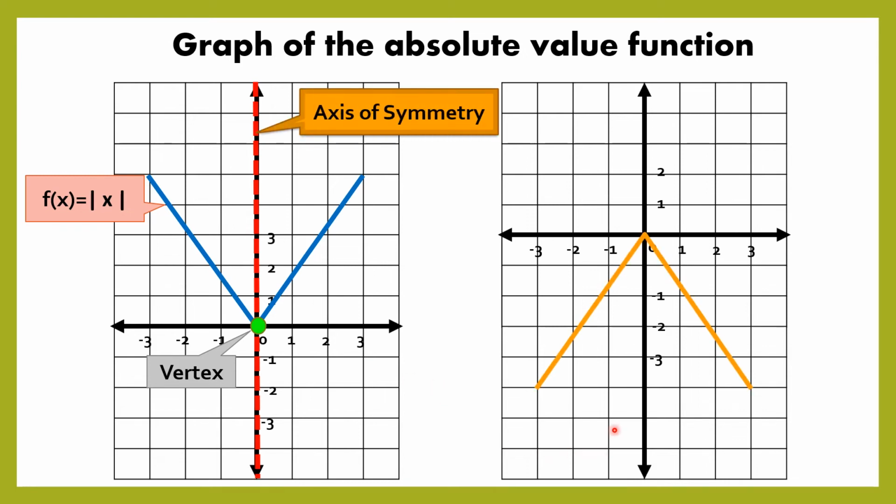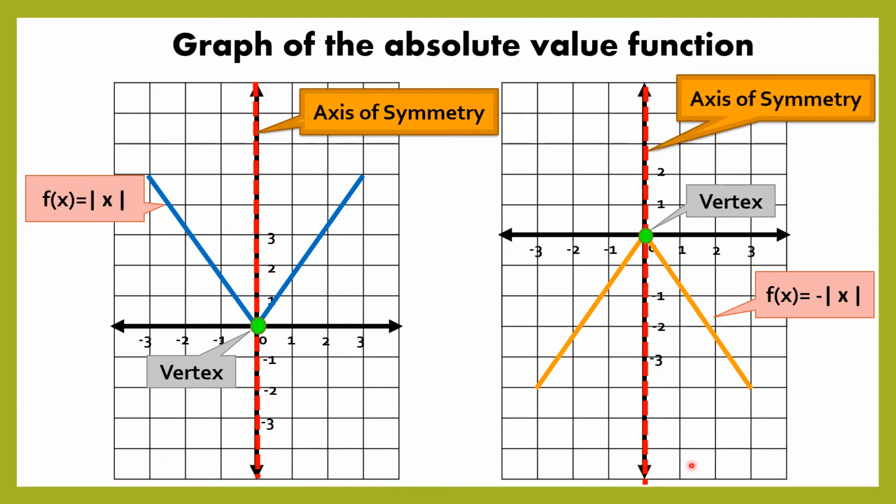And then, yung isa naman na itsura ng absolute value function ay yung naka-open downward. So, kapag naka-open downward, it means ito ay negative. So, f of x is equal to negative absolute value of x. Ang ating vertex ay nando sa taas. At ang ating line of symmetry, kung nasa vertex, doon siya magpa-pass through.